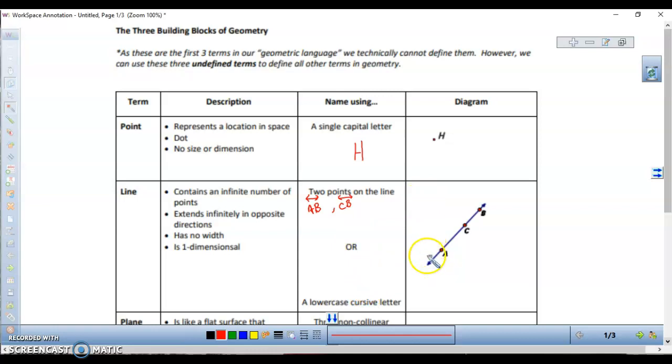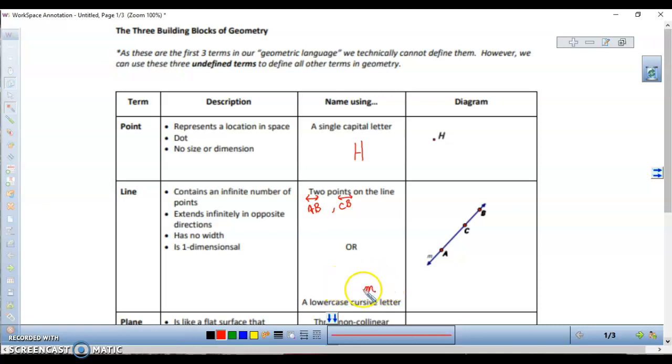There's also sometimes a small lowercase cursive letter next to a line, and that is a shortcut for you to name it. So you could also call this line M. Now, in geometry, a lowercase cursive letter is intended to imply that you're talking about a line, but sometimes your textbook is a little bit inconsistent with this.